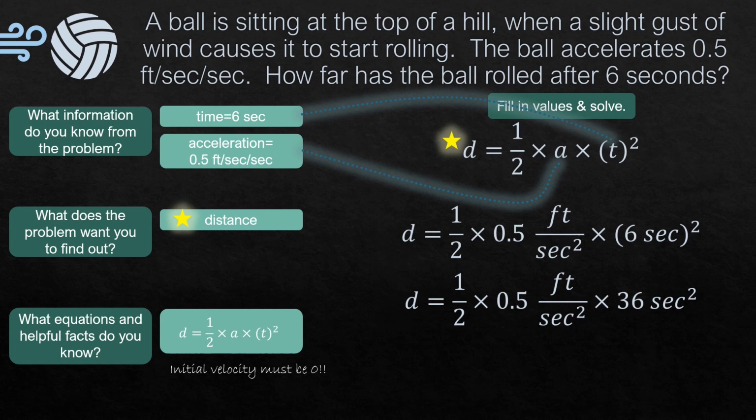Now notice when you square the 6 seconds, you square the 6 and you square the units. So 6 seconds squared becomes 36 seconds squared. All right. Those cancel out, the second squared on the bottom of the acceleration and the second squared that came from our time squared. So what we're left with is 1/2 times 0.5 feet times 36, and that equals 9 feet.